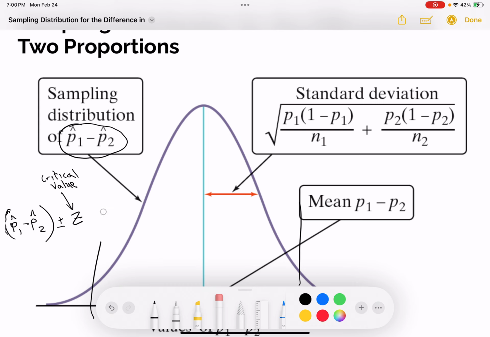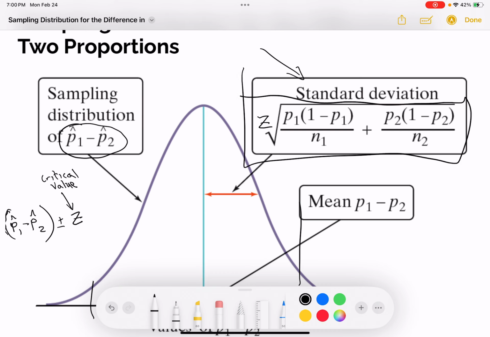Okay, so with all that in mind, the last part of this equation, as you might remember, is basically just the standard deviation for the sampling distribution, and that is right here. So Z times that, I'm going to just write it on the outside, Z times that would represent the margin of error. And that's all you have to be able to do to calculate a confidence interval for two proportions.